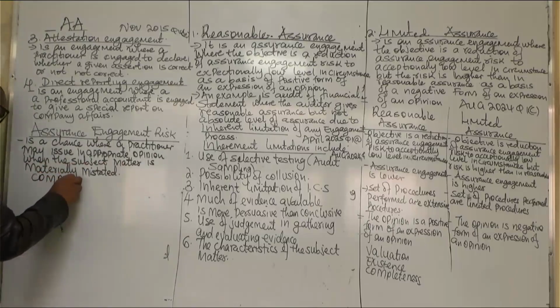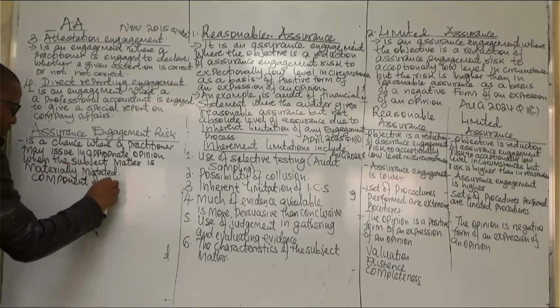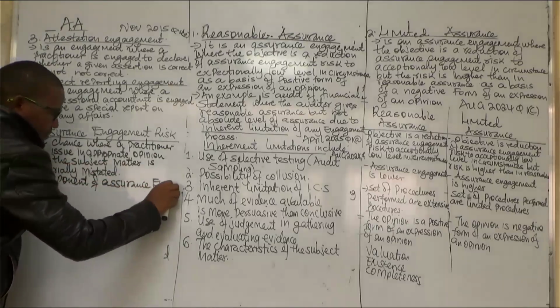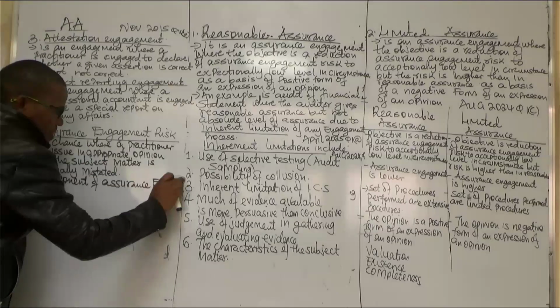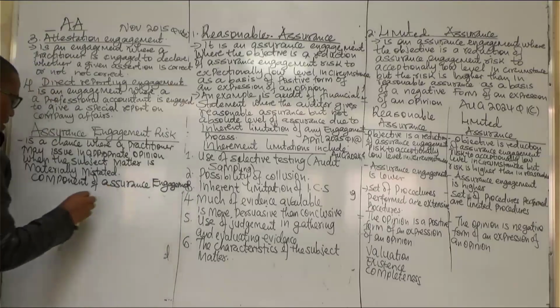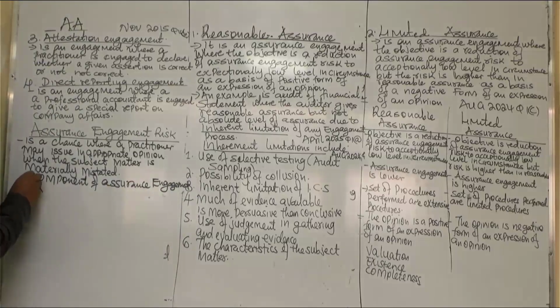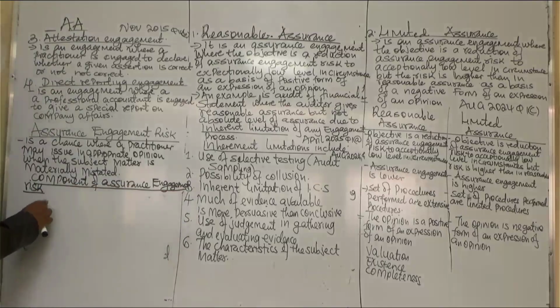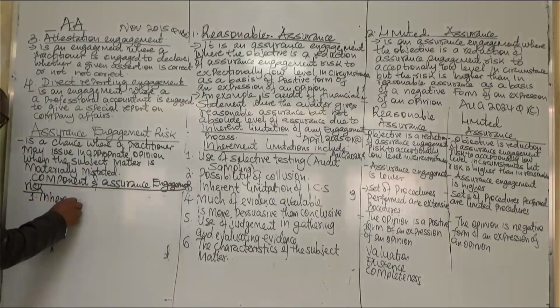So we can talk about the components of assurance engagement risk. Now, on the components, there are those that the auditor has direct control over. There are those that the auditor does not have direct control over. Those that the auditor does not have direct control over, number one, we call the inherent risk.